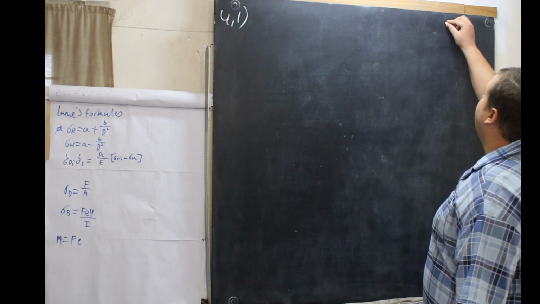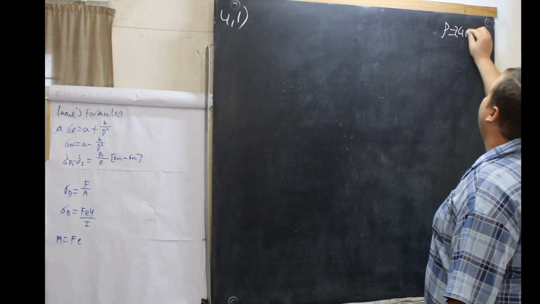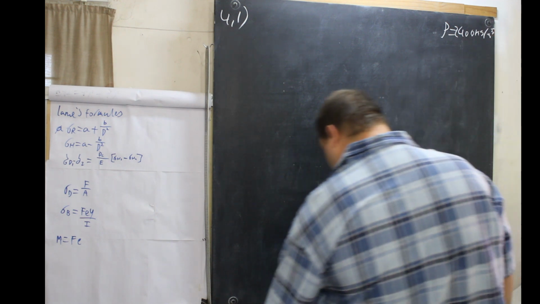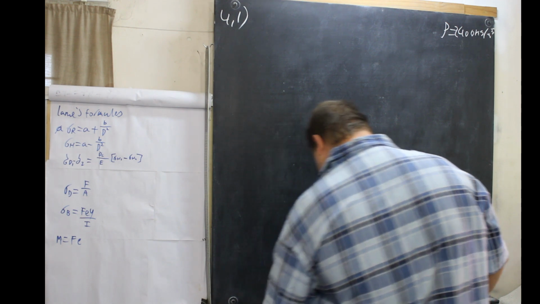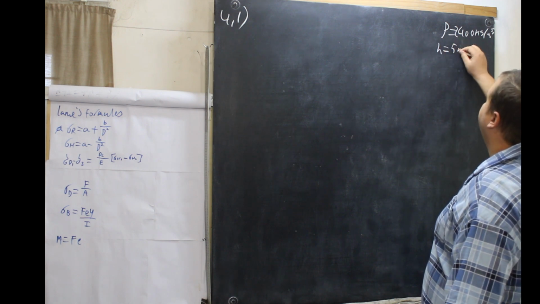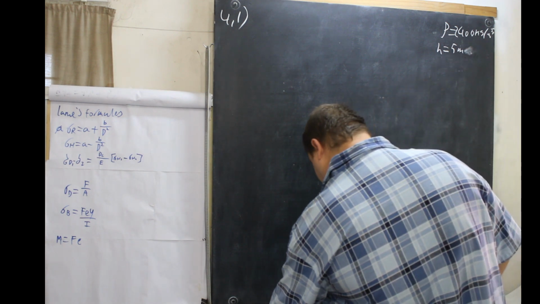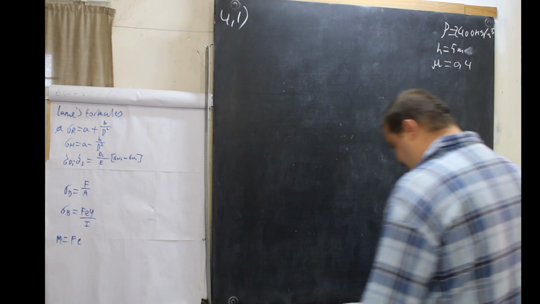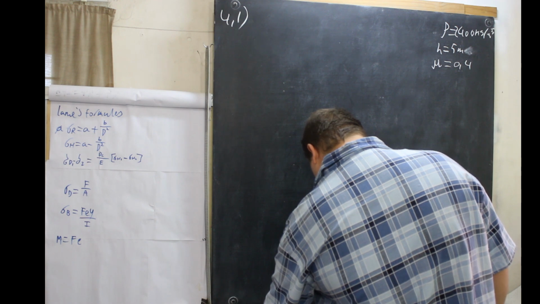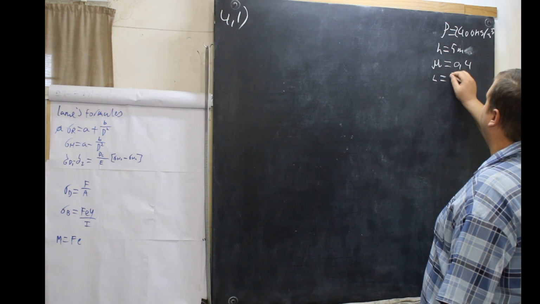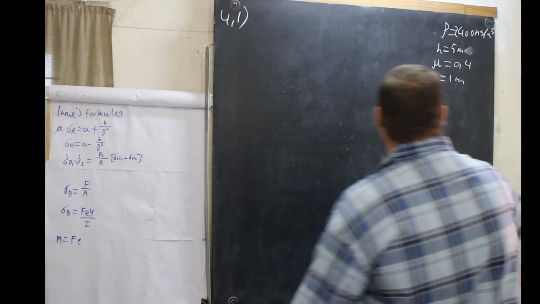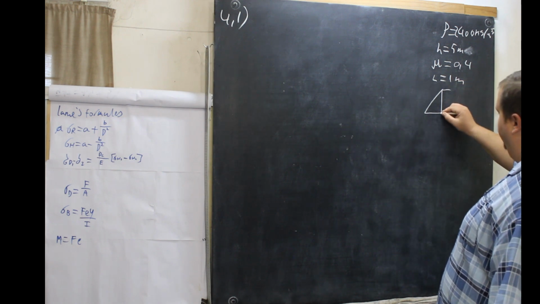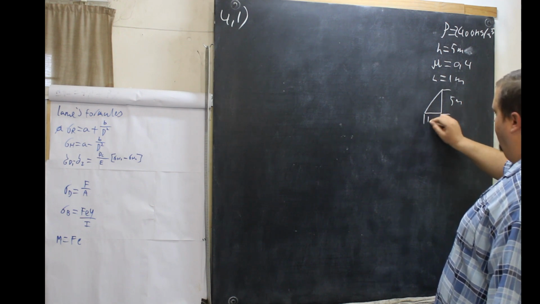So, our first things to write are: rho is 2,400 kg per meter cubed, and that's the density of the material. The full height is 5 meters. The coefficient of friction is 0.4. And consider 1 meter length of the wall, so length is 1 meter. Right, and to top it off, the wall is a right-angled triangle. So in this case, from there to there is 5 meters. From there to there is 1 meter.